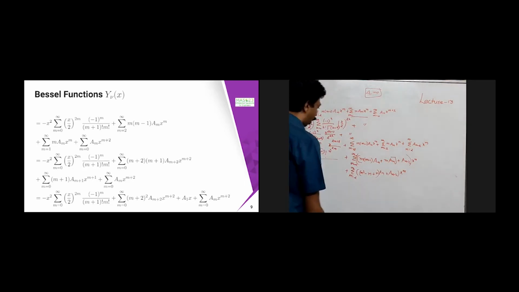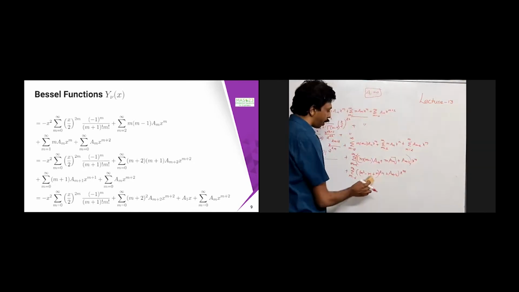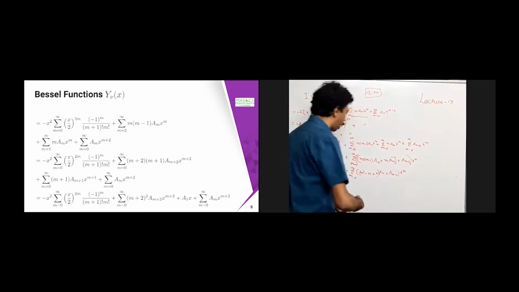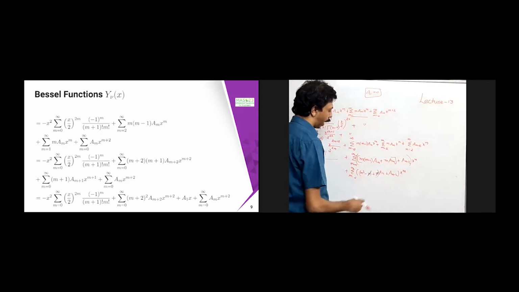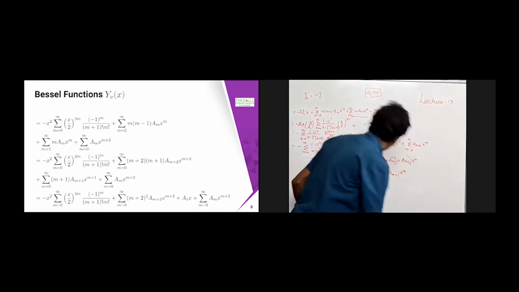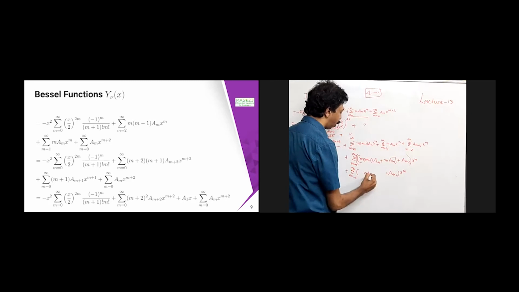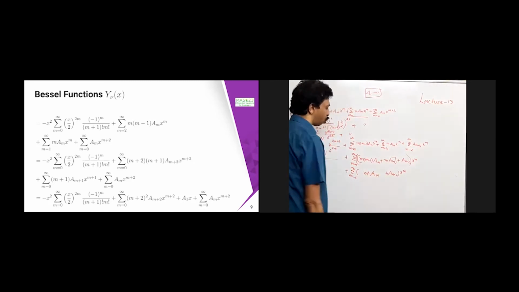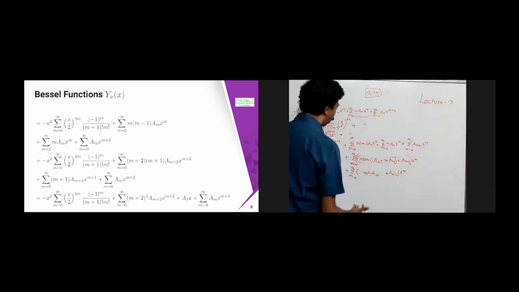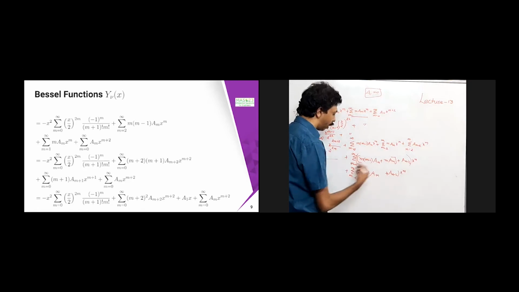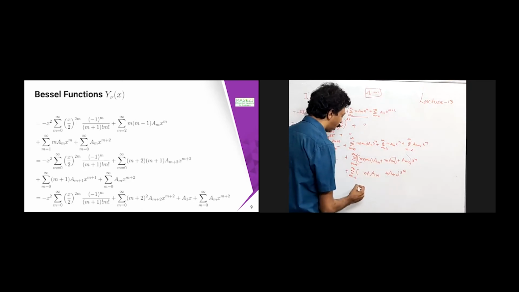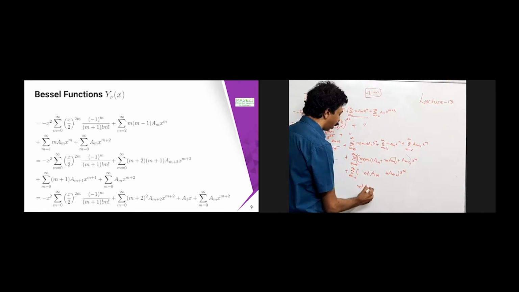Now if I take the odd powers, whether odd powers or even powers, it doesn't matter. What you are going to get is m and m get cancelled. So you are going to simplify this and rewrite this as m square am plus am minus 2, into x power m. Therefore, what is the relation? If I compare this power, the relation between am and am minus 2 is m square am equal to minus am minus 2.